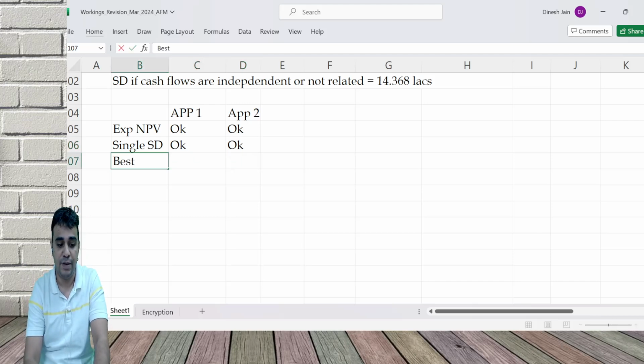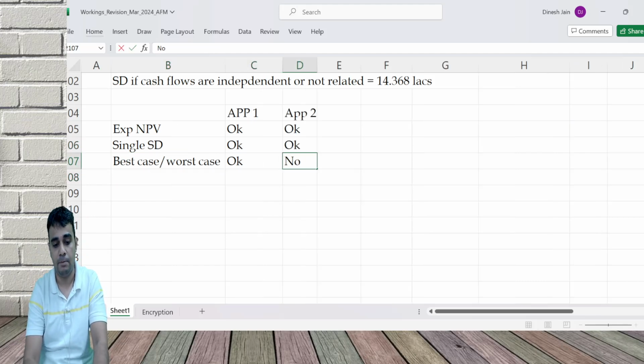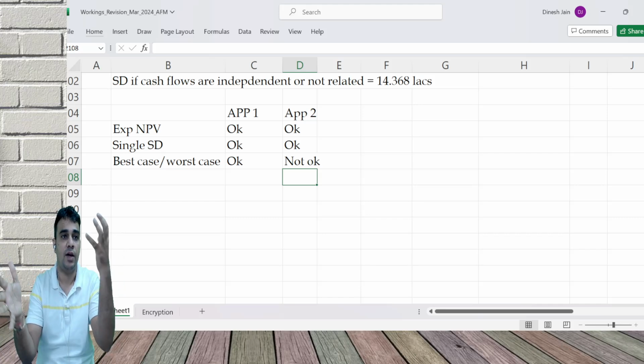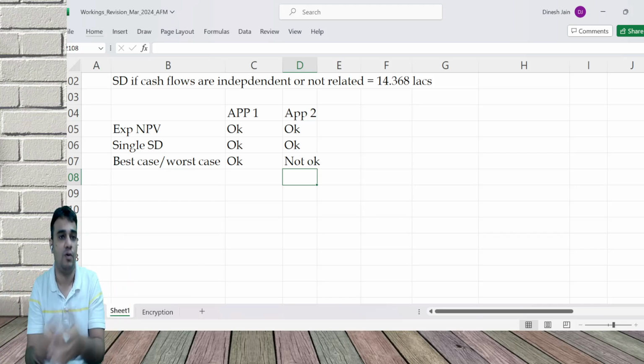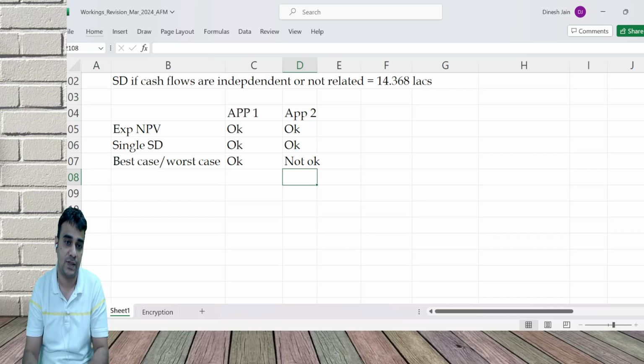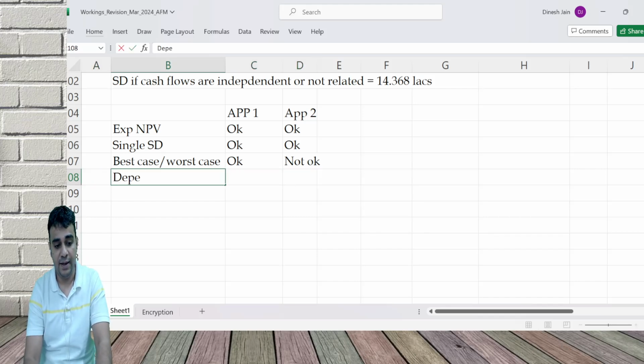It asks you best case, worst case. Approach 2 cannot give me this. What are best case and worst case? You have to tell me 10 different NPVs. In that, the highest is called best case, the lowest is called worst case. When I do approach 2, I don't calculate 10 different NPVs. So how do I answer which is best case and which is worst case? Dependent and independent SD.